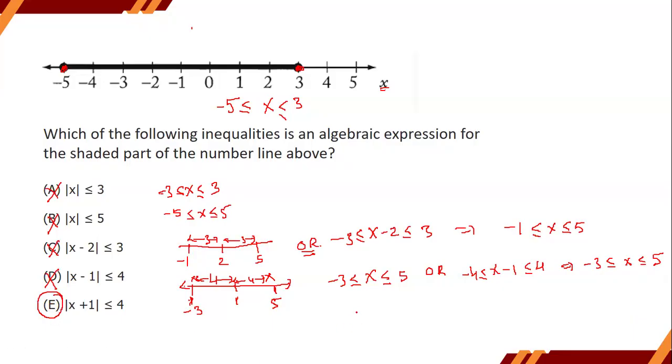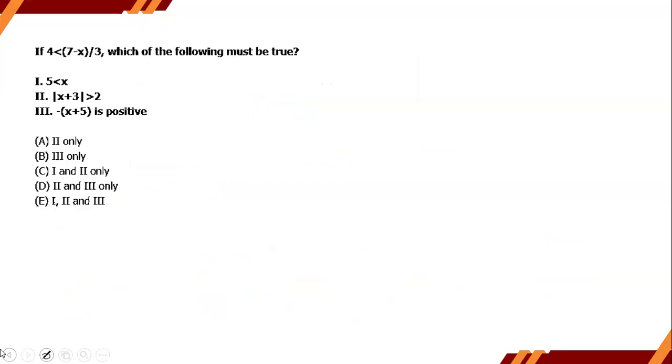And we can check it also. So here, x plus 1 lies from -4 to +4, right? So this implies that x lies from -5 to +3. So hope this is clear. All right, now let's move on to the next question here.